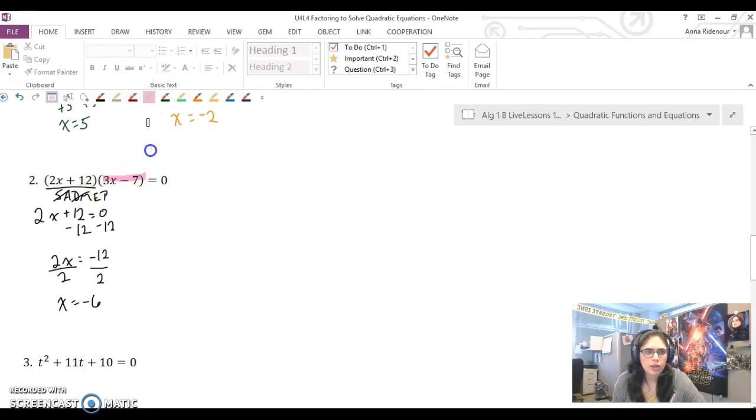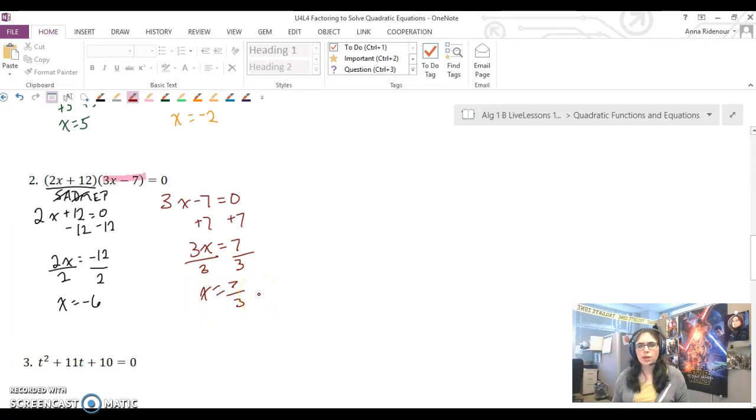And then if I go on to the next one, 3x minus 7 is equal to 0. Add 7 to both sides. 3x is equal to 7. Divide both sides by 3, and I end up with x is equal to 7 over 3.